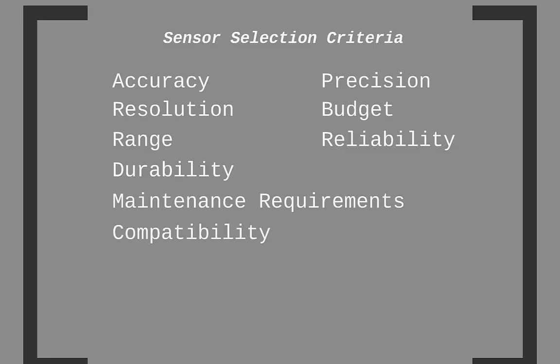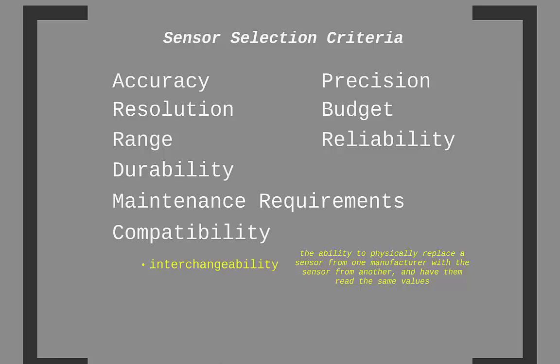Interchangeability is defined by the Montgomery text as the ability to physically replace a sensor from one manufacturer with a sensor from another, and have them read the same values. Interoperability means the output of the replacement sensor is in a format that can communicate with the connected controller.